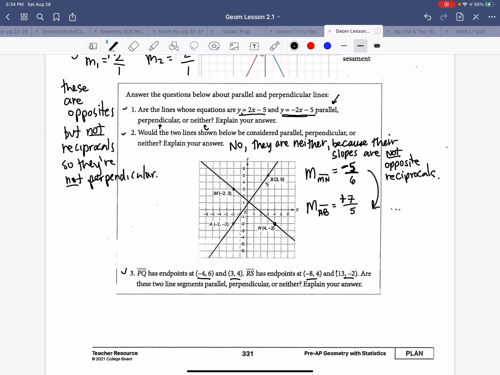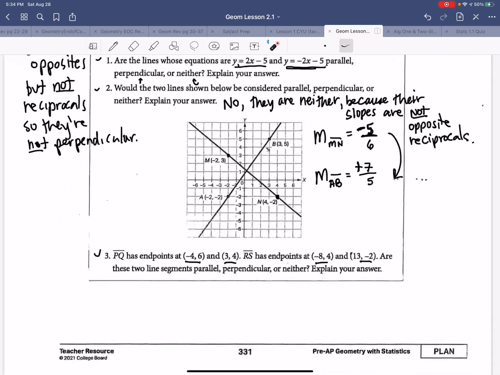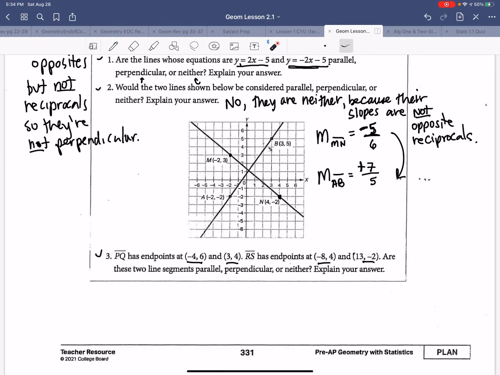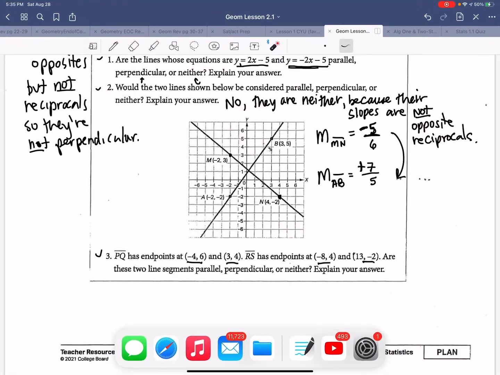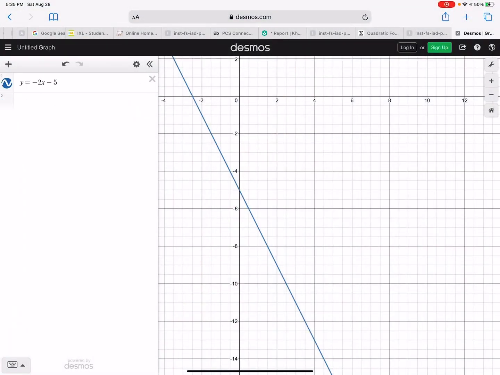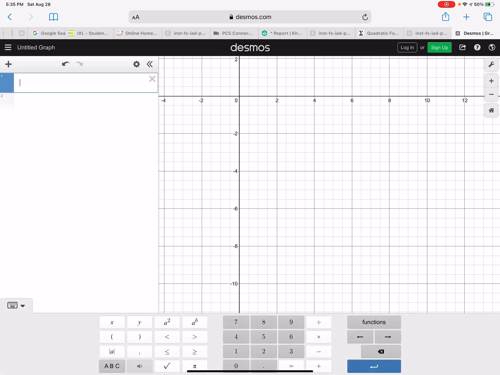So question number 3 is exactly like number 2. They're giving us 2 points on a line, 2 points on a line. They just didn't graph it for us. So we can take this to Desmos if you want. Negative 4, 6, and 3, 4. So I can X those out and put in the coordinates.